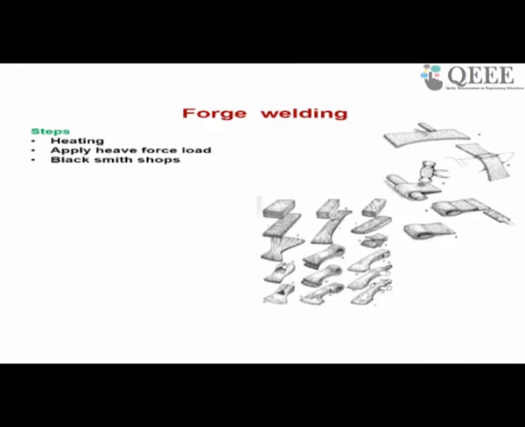Second one is forge welding. Forge welding is mostly used in blacksmith shops. They heat a metal piece to a very high temperature to make the material soft. Then they hammer it and change the shape of the material, applying very high load to get the shape like this. You can see the chisel and the hammer tool, those things they prepare by forge welding. It's a common practice you might have seen in any blacksmith shop. They heat the metal, apply very high load, and by doing that they weld two pieces together. That is called forge welding.